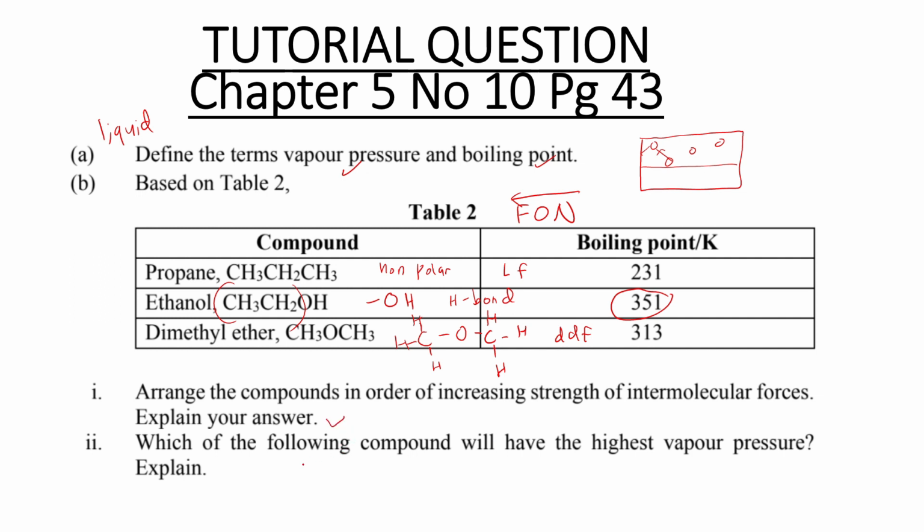Okay, then number 2, which of the following compound will have the highest vapor pressure? So highest vapor pressure meaning ni semua liquid. Yang mana antara tiga compound ni senang nak tukar jadi gas, senang nak berubah jadi vapor. So boiling point yang rendah ataupun boiling point yang tinggi. Okay, so yang tu yang kamu akan jawab untuk question B2, dan explain.